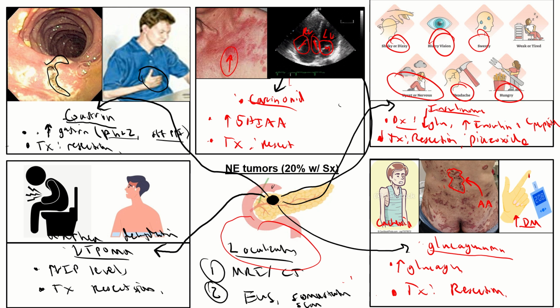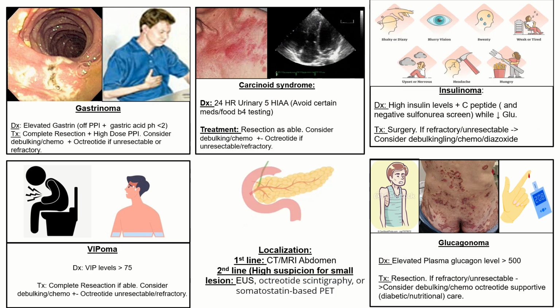Insulinomas, remember, are the only ones that you don't really use octreotide for dramatic control. You would use diazoxide if you can't fully resect these. And that is it.